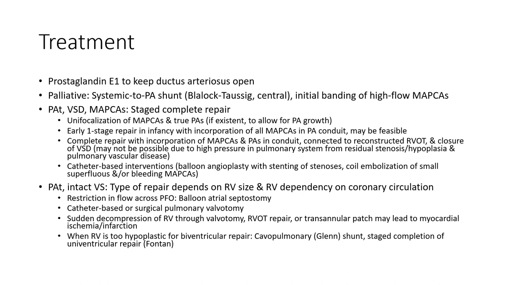Catheter-based intervention. For pulmonary atresia with intact ventricular septum, the type of repair depends on right ventricle size and right ventricle dependency on coronary circulation. Restriction in flow across the PFO, balloon atrial septostomy. Catheter-based or surgical pulmonary valvulotomy.